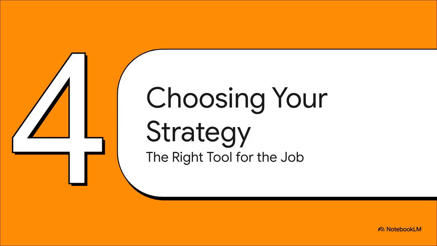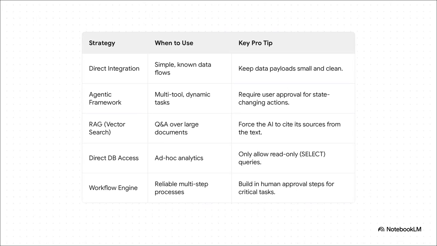Okay, we have covered a lot of ground. We've seen the two big philosophies, and we've looked at the more specialized tools in the toolbox. So now let's bring it all together and create a really practical guide for choosing the right strategy for whatever you're trying to build. This table is really the key takeaway. It's your cheat sheet for picking the right strategy. And you can see a clear pattern here, right? For a simple, known task like getting a flight status, use the simplest tool, direct integration. But for a critical, multi-step process like handling a refund, you need the rock-solid reliability of a workflow engine with a human in the loop. I'll just leave this up for a moment so you can see how each of these strategies really maps to a specific kind of job and a crucial pro tip to go with it.